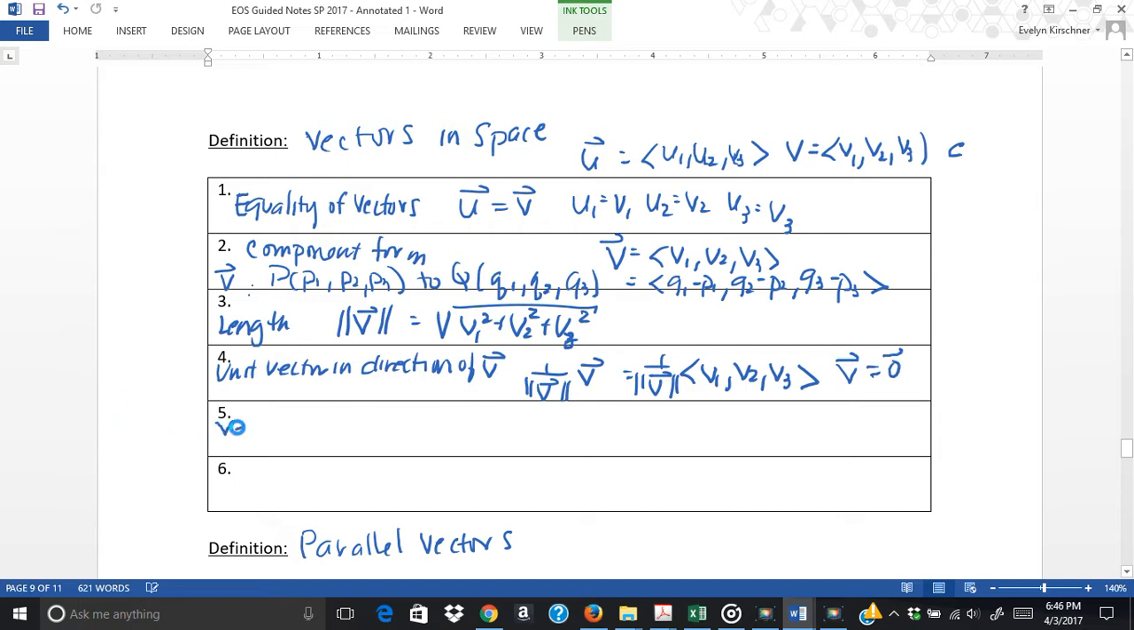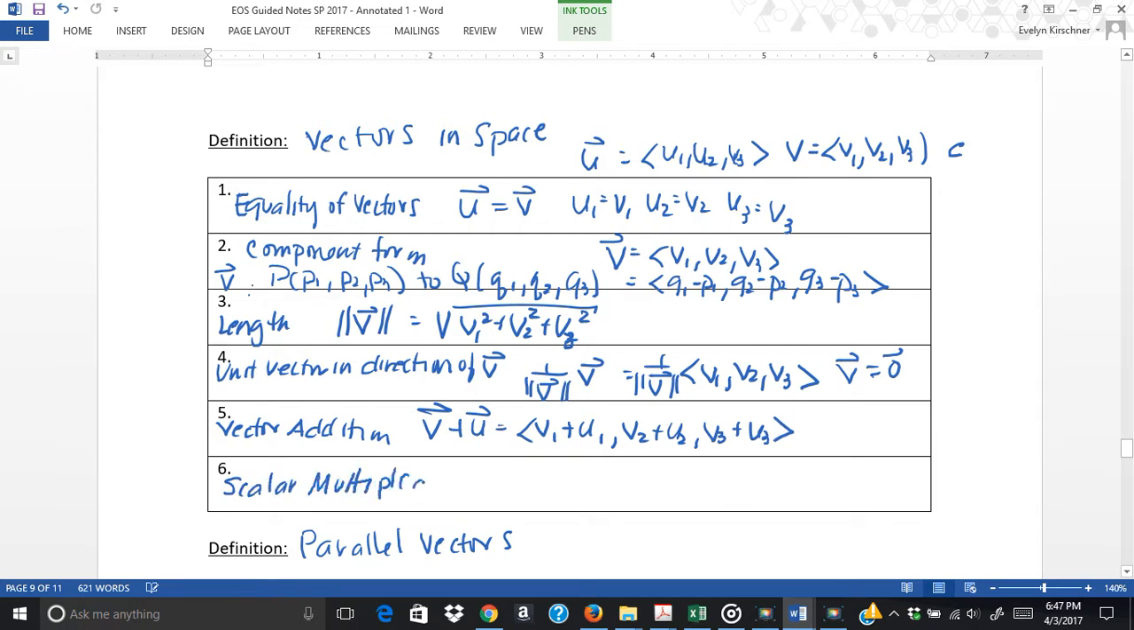I can add them by vector addition. And v plus u is the same as v1 plus u1, v2 plus u2, and v3 plus u3. And I have scalar multiplication. So if I multiply a scalar times v, it's just like multiplying each of the components by c as well.